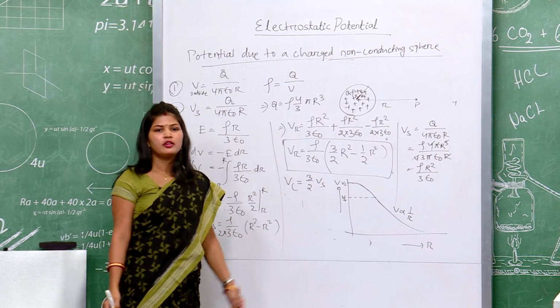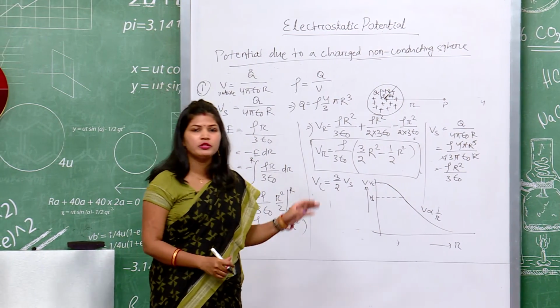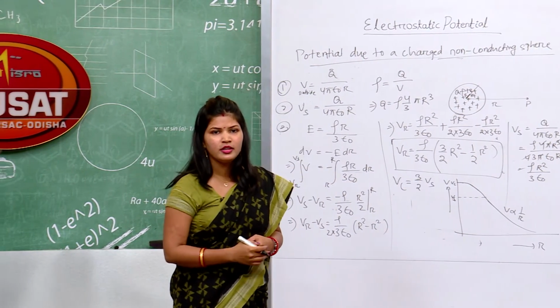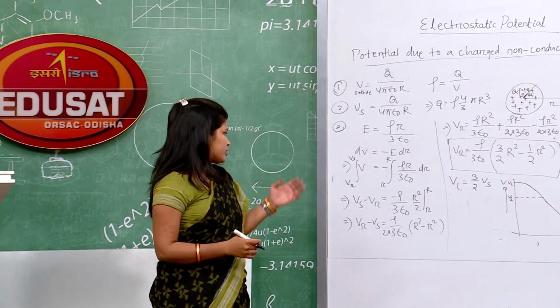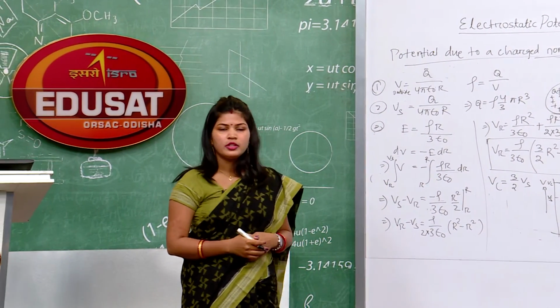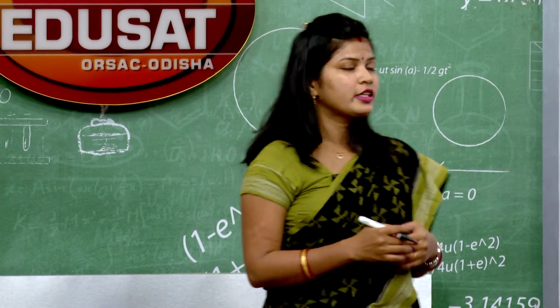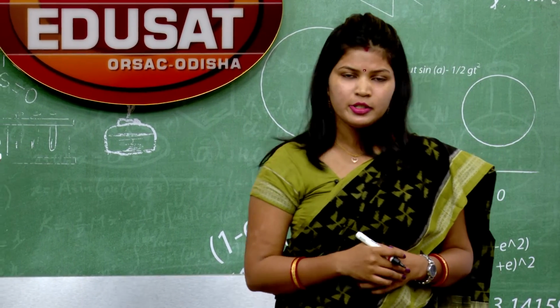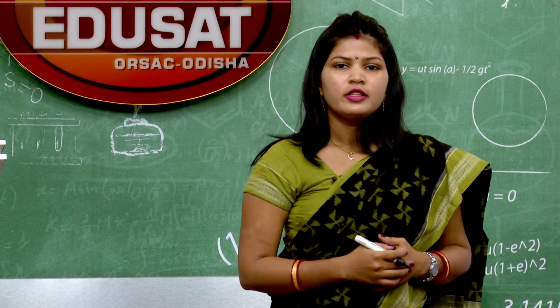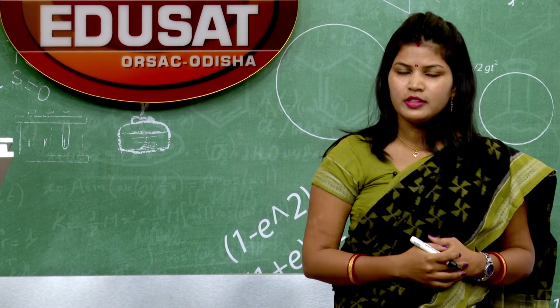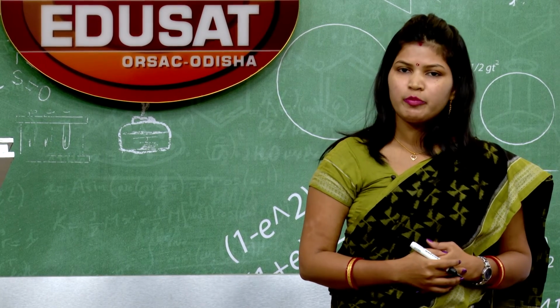So, students, we found the relation between electric field and potential, and we discussed the graphs, that is, the V versus R graph for both the charged conducting sphere and the charged non-conducting sphere. You must remember these are very important graphs because they are always asked in examinations. So, you should remember. Thank you.